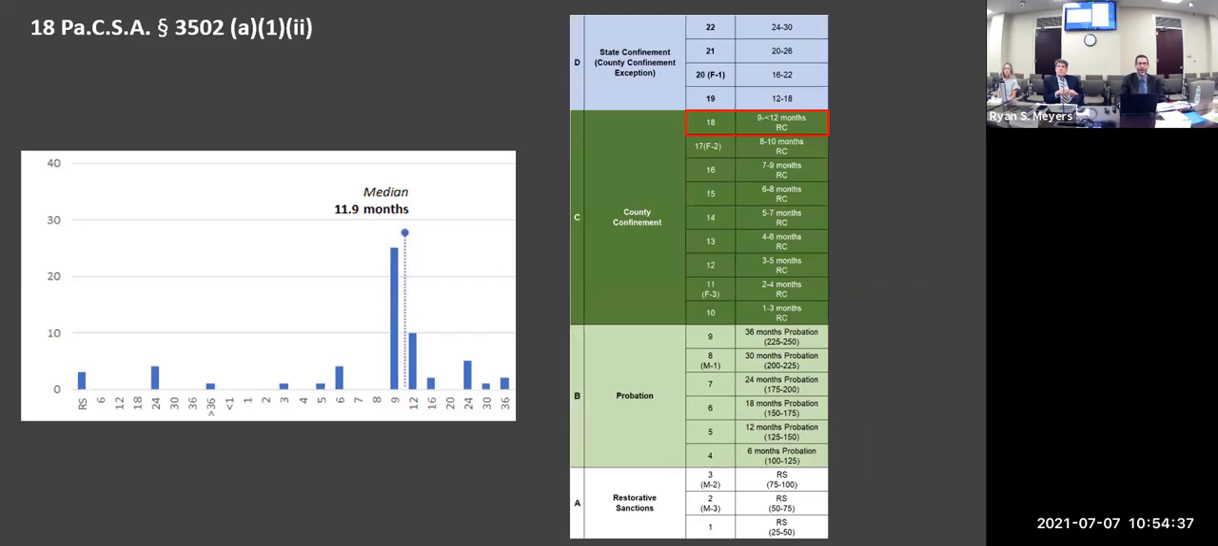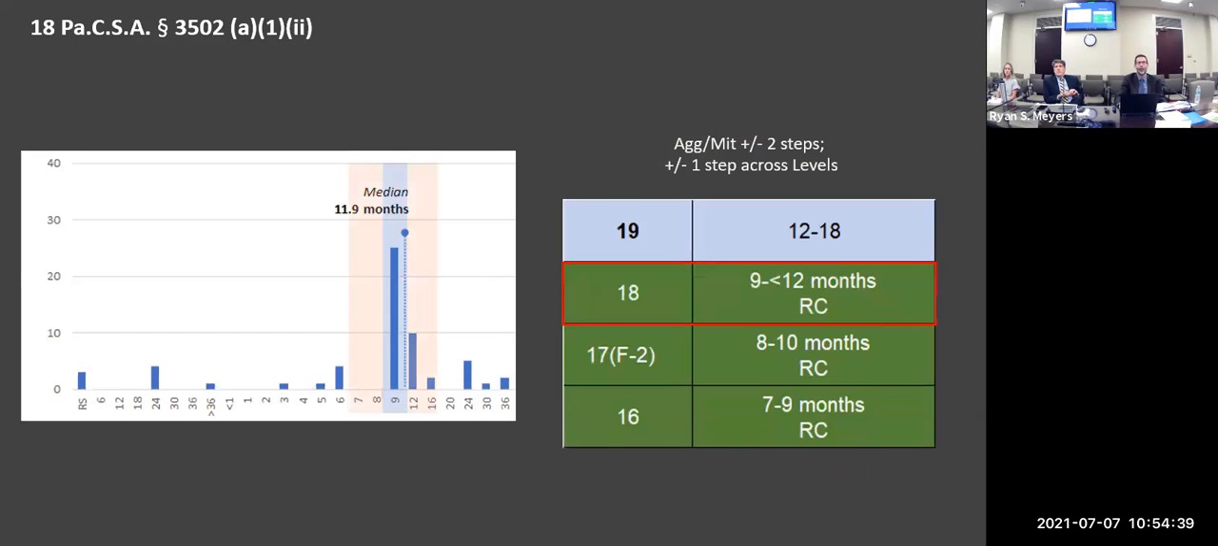So if we take that again as our starting point, we can come to OGS 18, which this median of 11.9 and that extra data we just saw, falling between greater than or equal to 9, but less than 12 months, for an OGS assignment of 18 using our descriptive data.